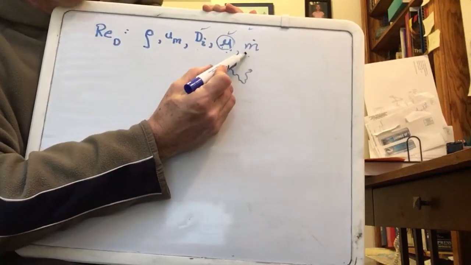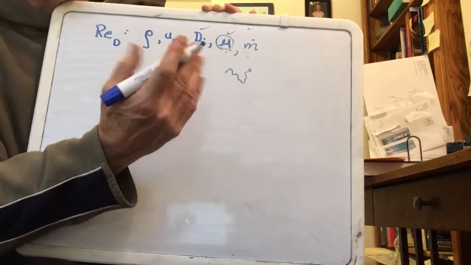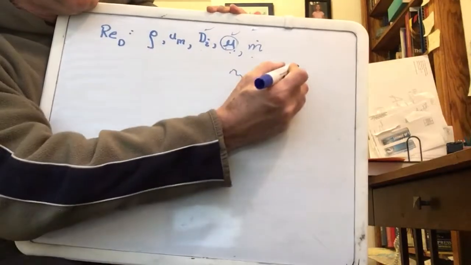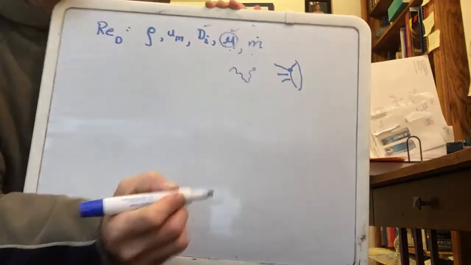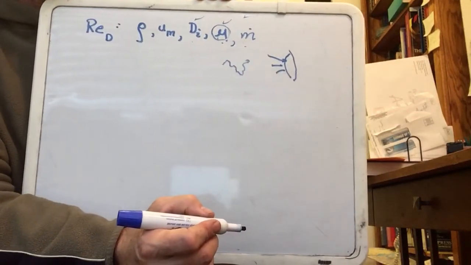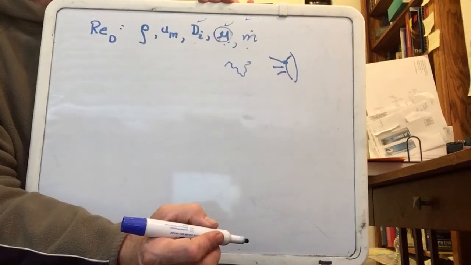Okay? And then finally, our mass flow rate. Well, the more mass we're trying to put through a small tube, so here's our tube entrance, the more mass we try to squeeze in there, the greater those frictional effects, and the more likely it's going to be turbulent.